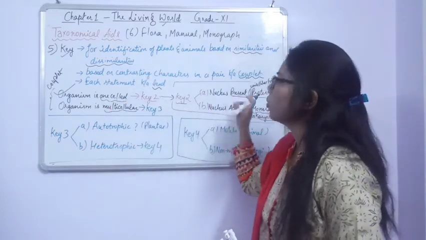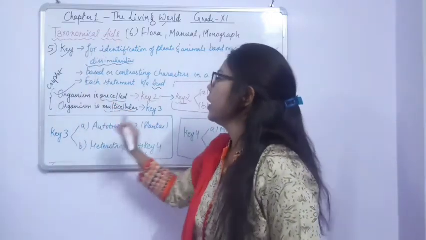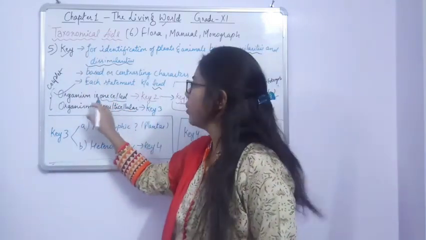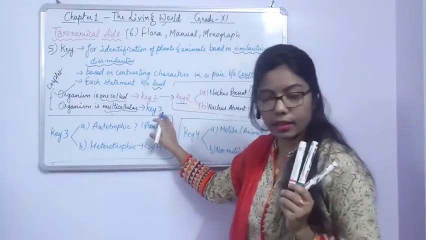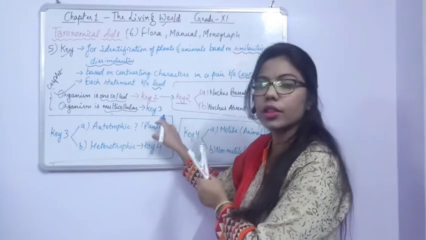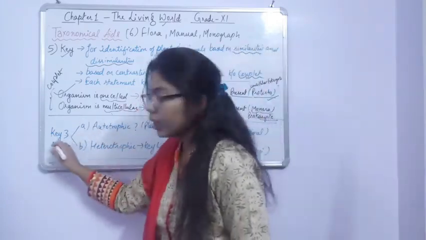Now if I say that this sample which I have taken is multicellular, now it is not one cell, it is multicellular. So the lead which you are getting here is key number 3. Which lead are you getting here? Key number 3. So you have to go to key 3.